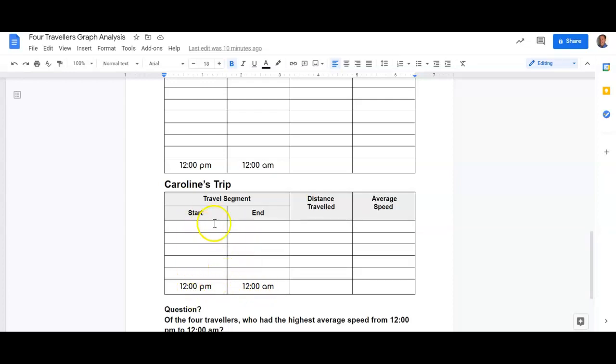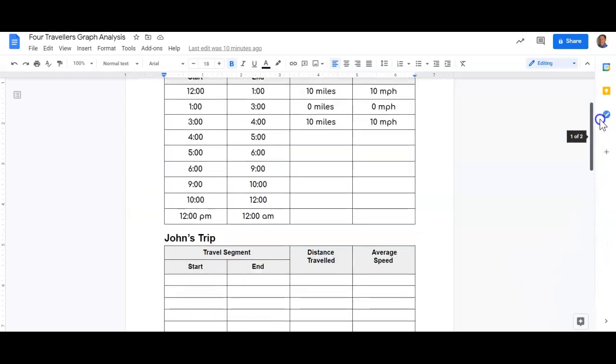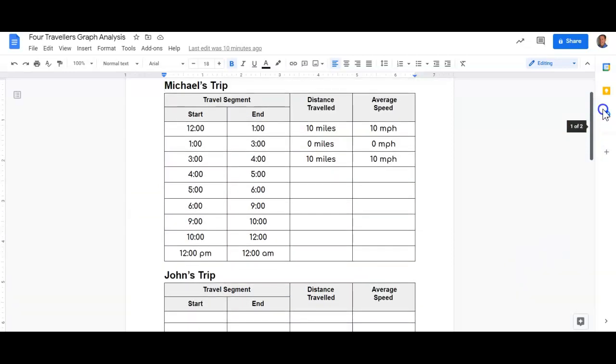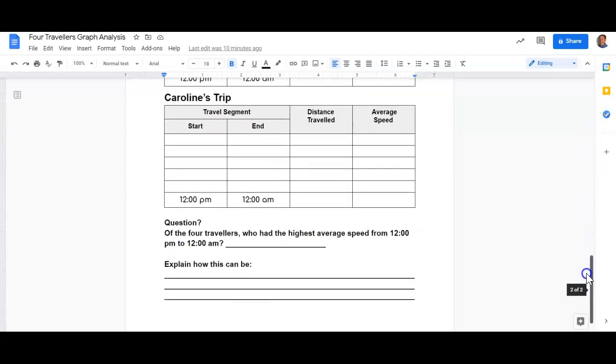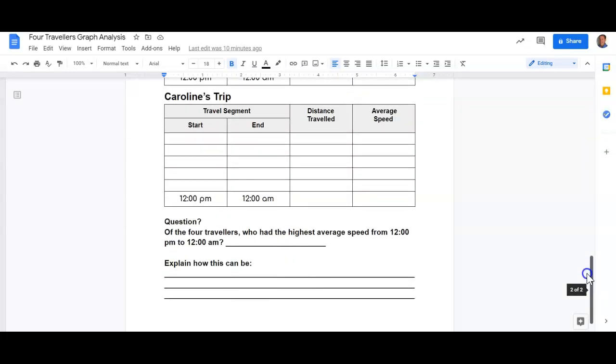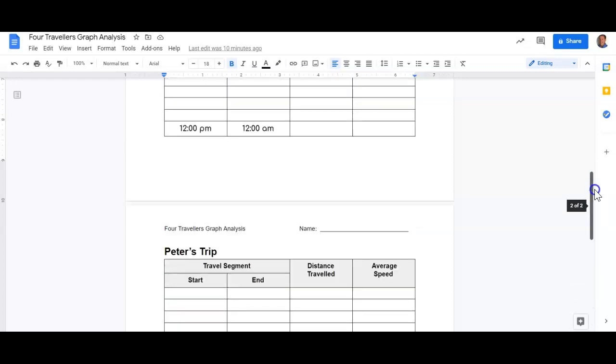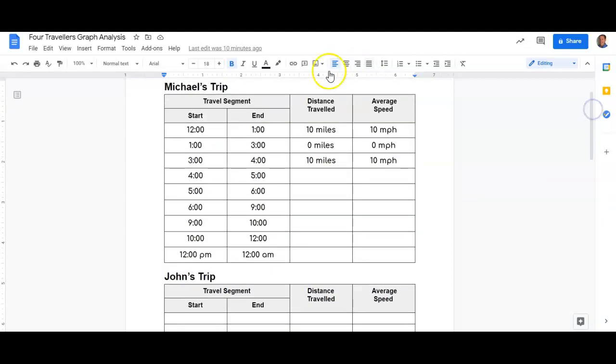You need to fill out all of this information for the segments. If you're not sure how to do this, you would want to use Michael's up here as a guide to see how I got the numbers to fill out those travel segments. Also, it's very important to answer the last two questions at the end once you have completed these charts. So here's how you fill out these charts.